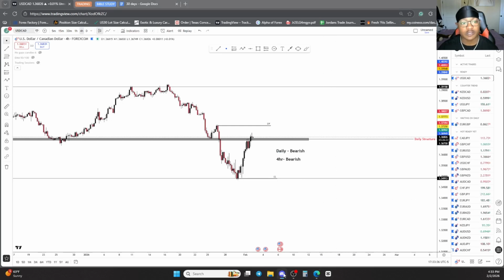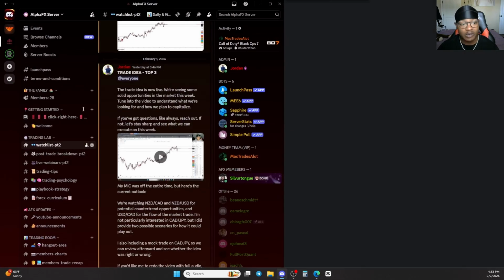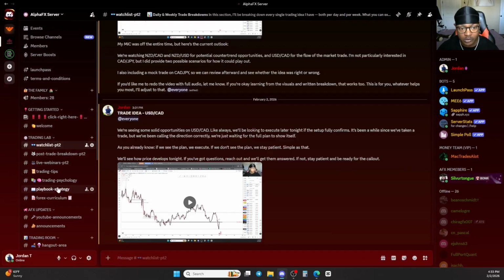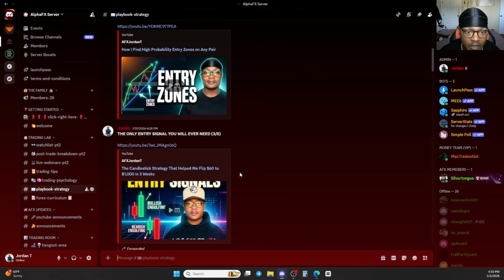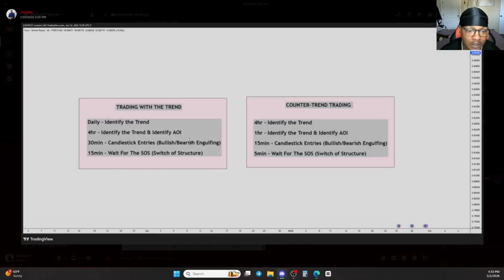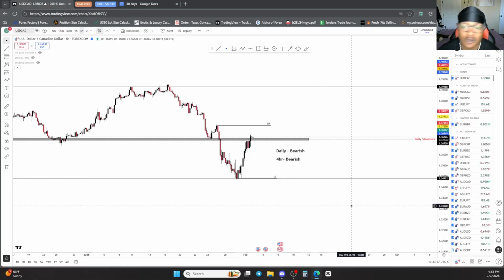This is good because if I go towards the Discord, this is why we have the Discord available in the description below. I have this little game plan that when the daily and the 4-hour are in sync, we're trading with the trend in the market, which now we can go to identify our area of interest. We know what time frames we're going to be using to capitalize on this position, so on and so forth, right? So now knowing that I'm in the flow of the market, I got the daily, I got my 4-hour in sync with each other.